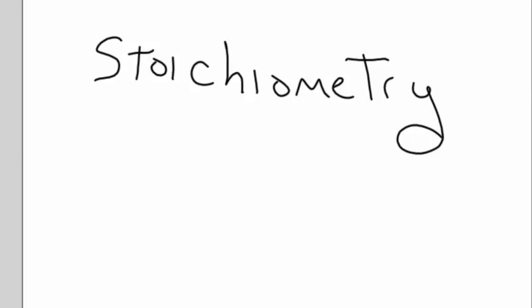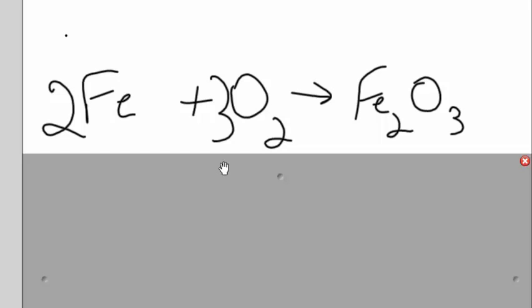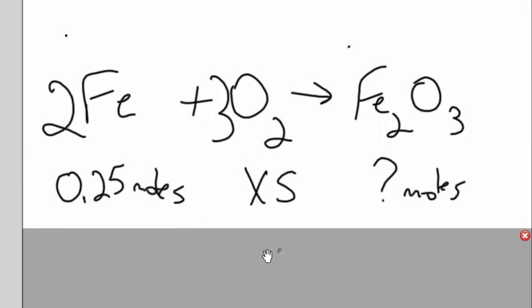Let's look at an example. Let's say we have a balanced chemical equation. Iron plus oxygen goes to iron oxide. This is essentially rusting. So 2 moles of iron plus 3 moles of oxygen gives you 1 mole of rust. Let's stick with moles right now. We won't worry about grams.